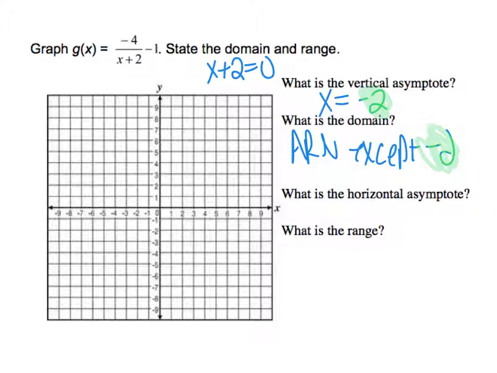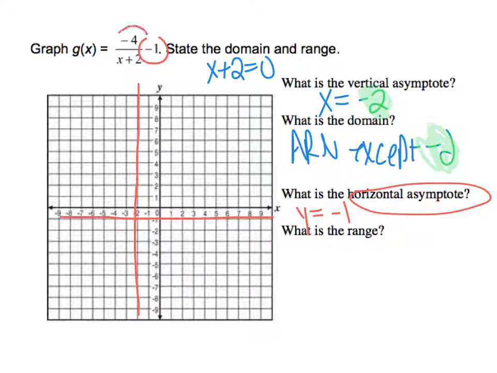So I'm going to go ahead and draw in that vertical asymptote at -2 over here. Then I'm going to look at my horizontal asymptote. My horizontal asymptote is my value of k. So my horizontal asymptote is going to be y equals -1. So I'm going to draw a horizontal line at -1.